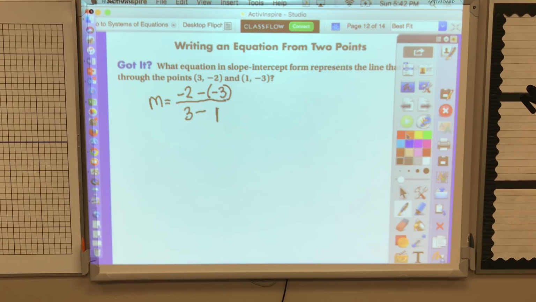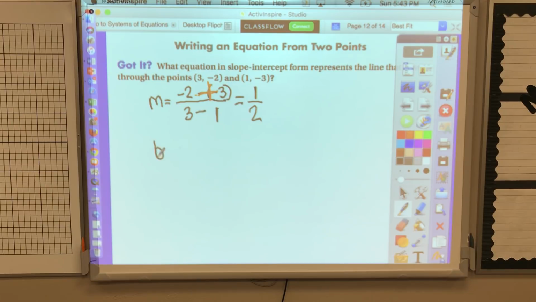Okay, and for this problem, I again have that minus a negative, which is really an addition problem. So -2 plus 3 is 1, and 3 minus 1 is 2, which gives me a slope of 1/2, which doesn't simplify, so we're just going to leave it as it is. Then I need to find b.